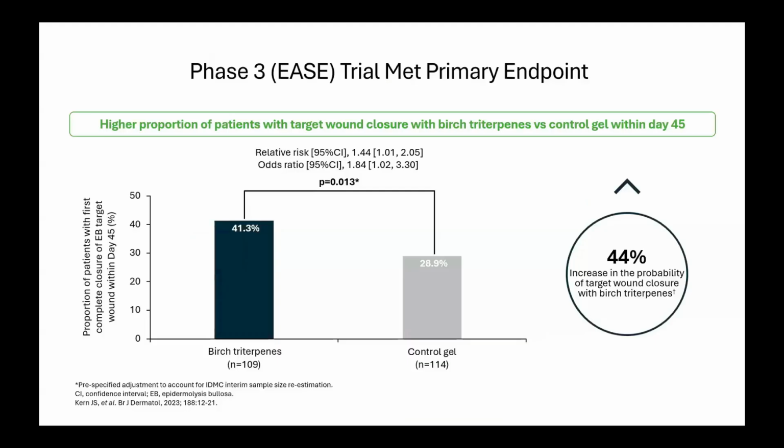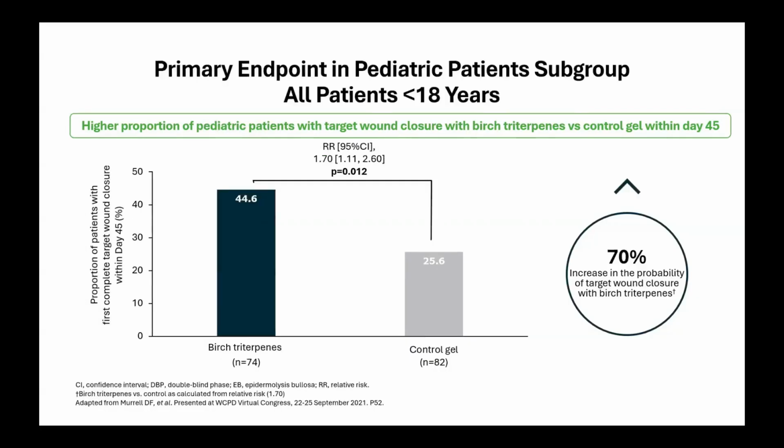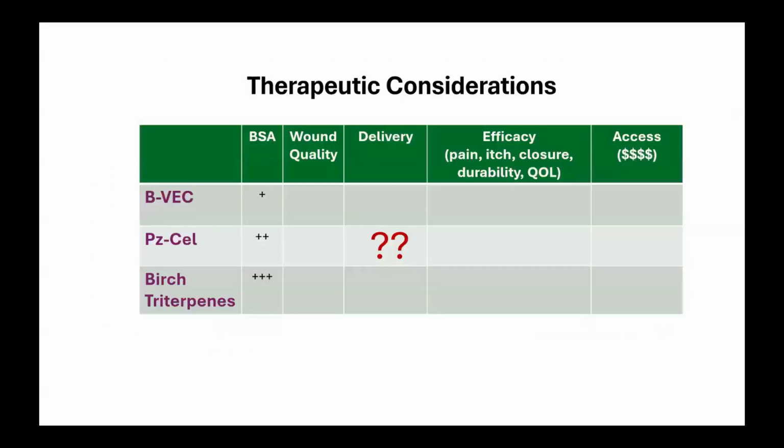There are over 100 wounds included in this study. In comparison to the control, there is a 44% increase in the probability of target wound closure at day 45, comparing the group using the Birch Triterpene versus the control group. In the pediatric group specifically, those under 17 years old, there are a total of over 70 wounds. There's a 70% increase in the probability of target wound closure at day 45. So the patients did benefit from the treatment, which led to the approval.